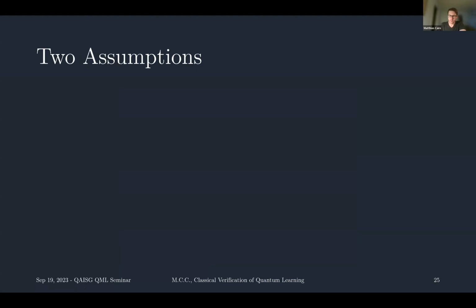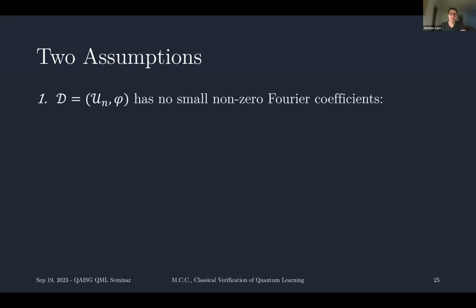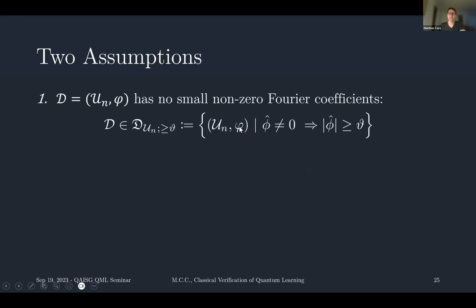Before that, let me give some space to my inner mathematician and tell you about two assumptions that we have to make. So the first assumption is we have to assume that the unknown distribution has no small non-zero Fourier coefficients. Okay, what do I mean by this? I mean that this conditional expectation phi and its relabeled version, remember this was just 1 minus 2 this phi. If the Fourier coefficient is non-zero, then the Fourier coefficient is at least theta in weight. This is a technical assumption that we need for our proofs.